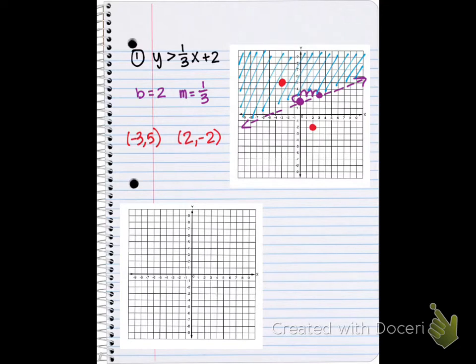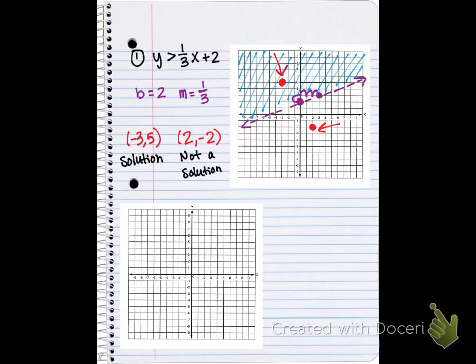So, the answer to that would be the one that's in the shaded area. All right? So this point right here, this is a solution to this inequality because it's in the shaded area, all right? So I'm going to write solution under this negative 3, 5. All right, and then the other point, this one right here, it is not in the shaded area. So 2, negative 2 is not a solution.